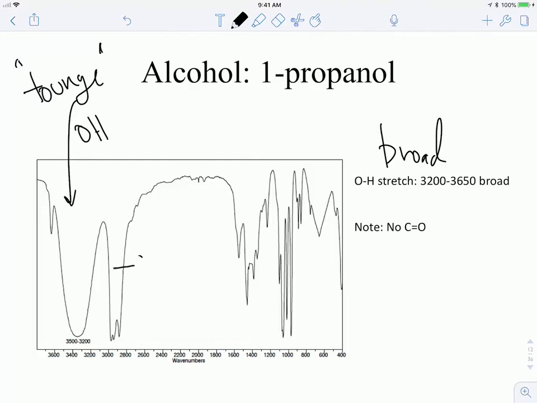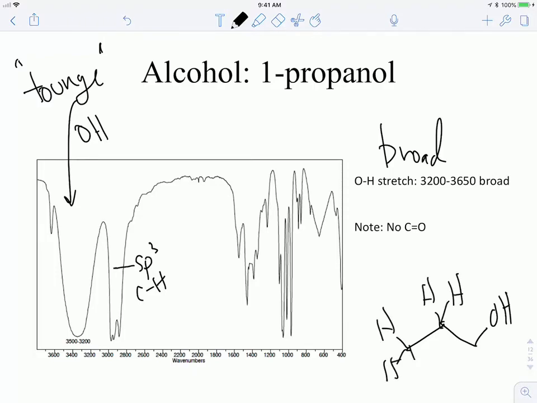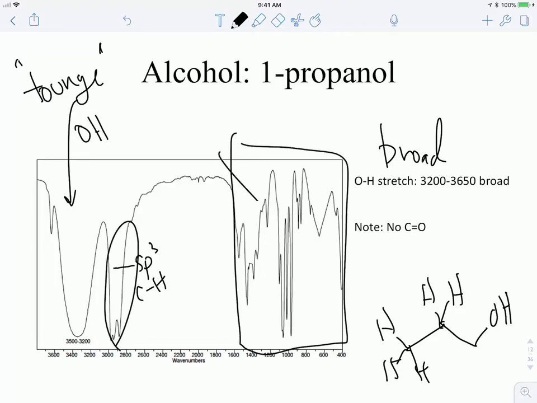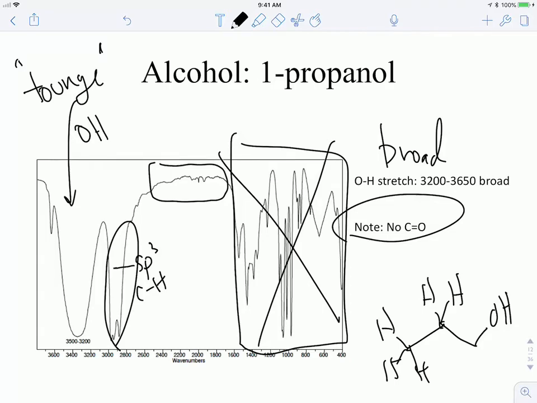We still have our sp3 CH bonds. Let's say we have 1-propanol. We'll notice that there's all kinds of sp3 hybridized CH bonds here, which are all overlapping here in this peak. We're going to ignore all of this. Note there's no carbon-oxygen double bond, or there's no double bonds or triple bonds to speak of in this region. So that allows us to figure out that it's not a ketone, it's not an ester, it's not a carboxylic acid, it's none of those functional groups that contain carbon-oxygen double bonds. It's not an alkene, it's not an alkyne, it doesn't have any double or triple bonds in its structure.